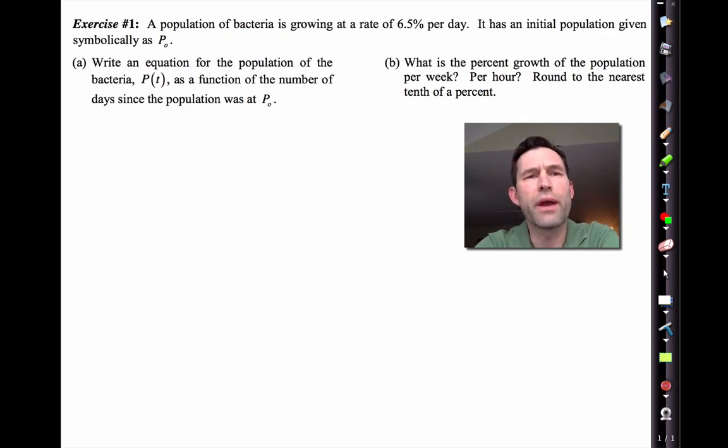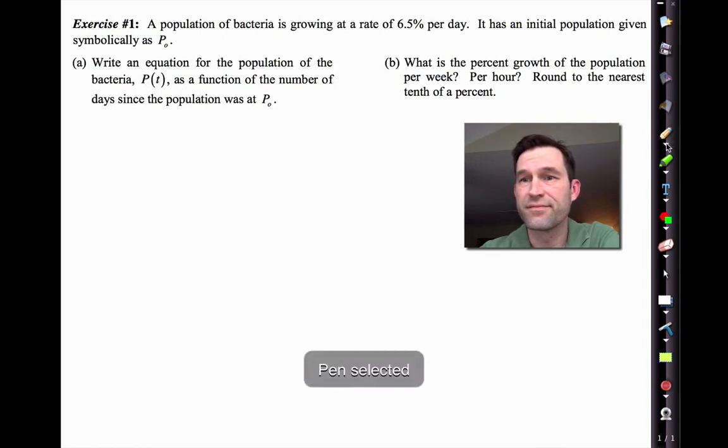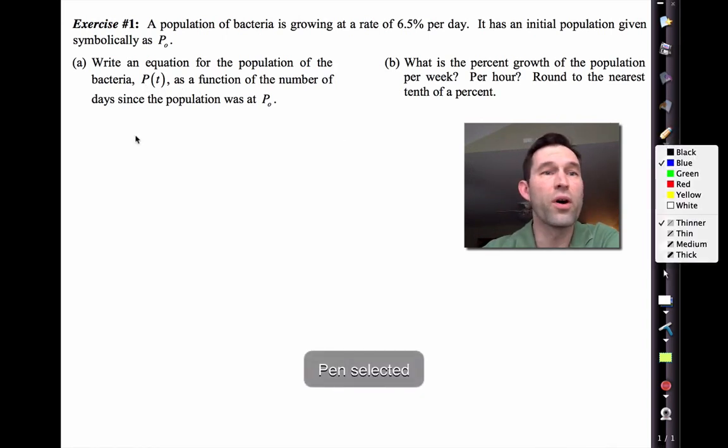Letter A asks us to write an equation for the population of the bacteria, capital P sub t, as a function of the number of days since the population was p sub 0. You should know how to do this at this point, so pause the video for a moment and write down your equation. All right, we're all set.